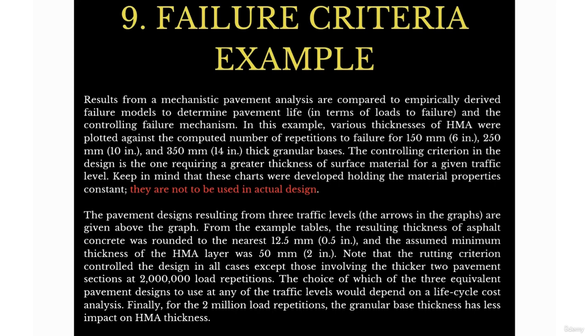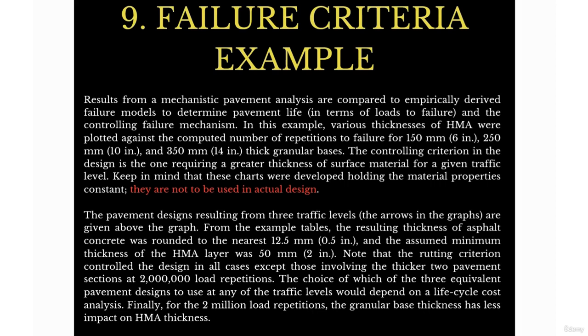Okay, so the pavement design resulting from the three traffic levels, right? The arrows in the graphs on the next slide are given above the graph. You'll see them there on the graph itself, right? From the example in the tables, our previous example, the resulting thickness of asphalt were rounded up from 12.5, and the assumed minimum thickness of the HMA layer was 50 from the example we had for the flexible pavement design, right? Note that the rutting criterion controlled the design in all cases except for those involving the thicker pavement sections at 2 million load repetitions, right?